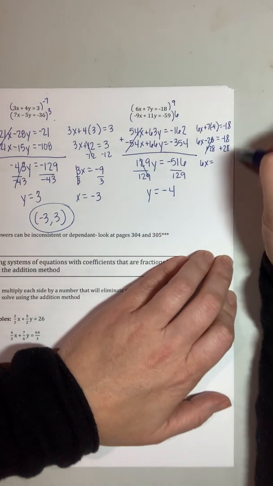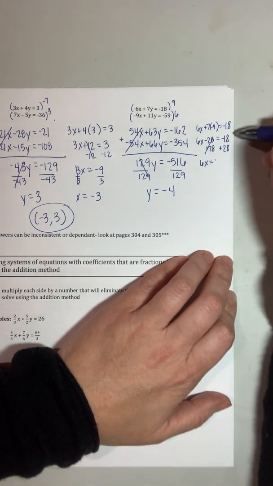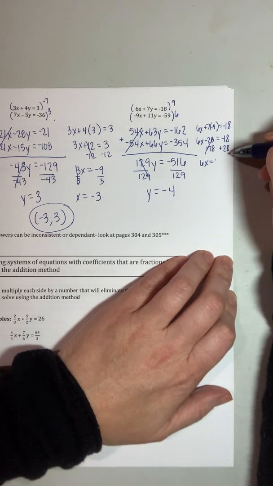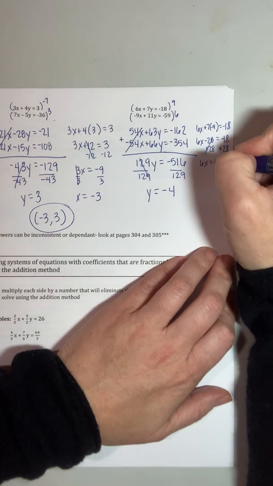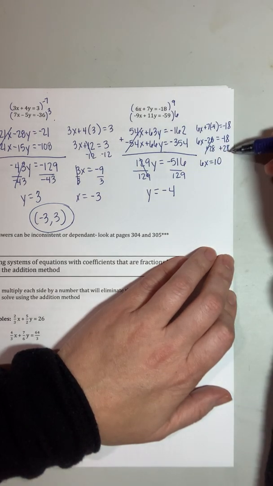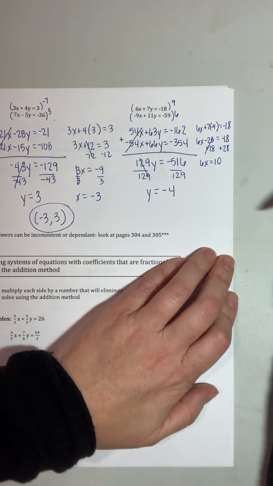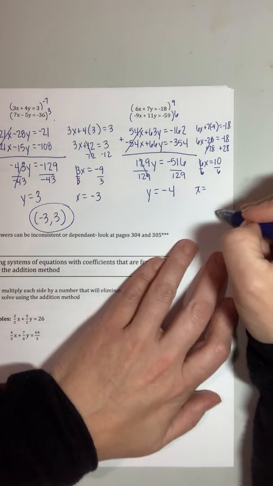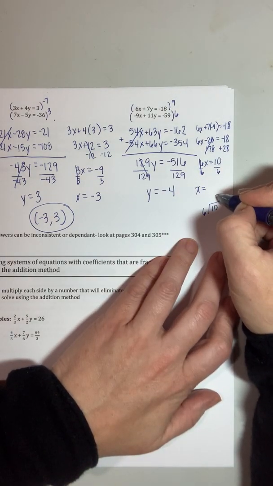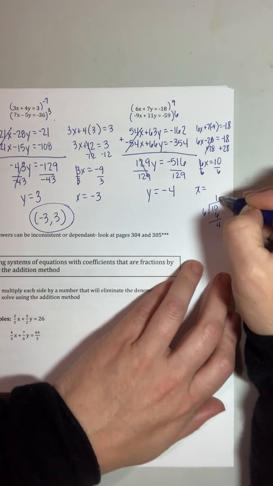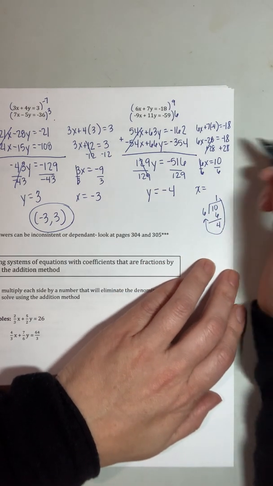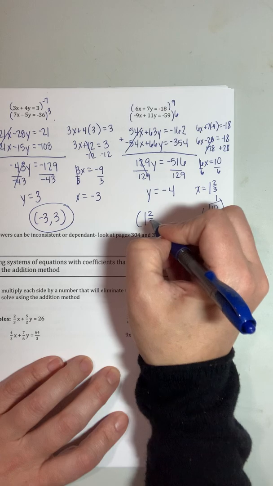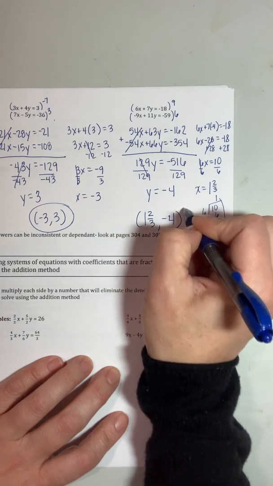6x equals, oh, this is one of each. So I'm going to subtract these and get 10, I believe. 28, yep. Because negative 18, positive 28, it's one of each, so we have to subtract. Divide both sides by 6. This is improper. 6 goes into 10 once, with 4 left over. 1 and 4, 6 reduces to 1 and 2/3. So my final is 1 and 2/3, comma, negative 4.